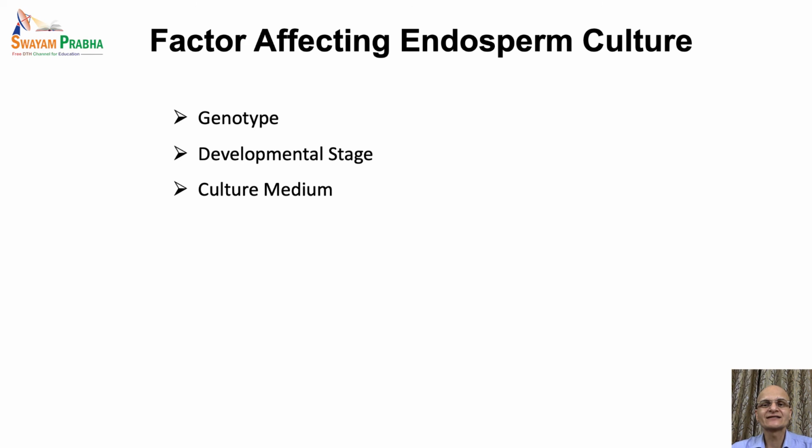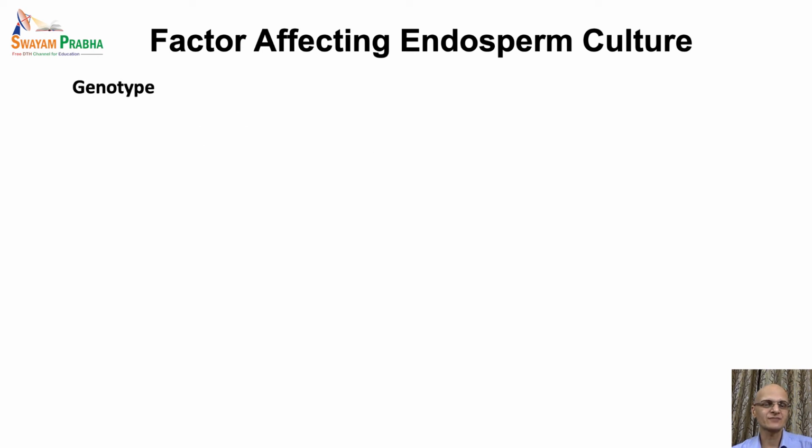Next are the factors that have a direct impact on endosperm culture. There are several factors that directly impact the responses of endosperm tissue on the in vitro culture media. These can be grouped into three categories: the impact of the genotype, the developmental stage of the endosperm, and finally the composition of the culture media. Now, first is the genotype.